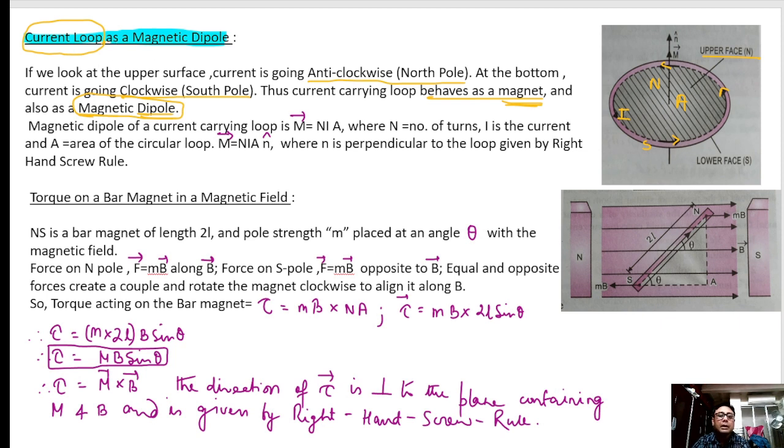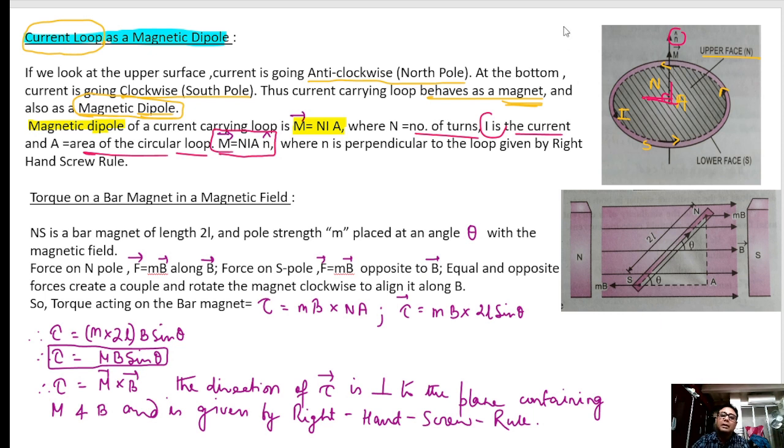Okay, and what is the magnetic dipole moment of this magnet? The magnetic dipole moment is M equal to NIA, where N is the number of turns, I is the current, and A is the circular loop's area. So this is the magnetic dipole moment, M equal to NIA. Now here the unit vector is directed along this direction. That means it is perpendicular to the surface.